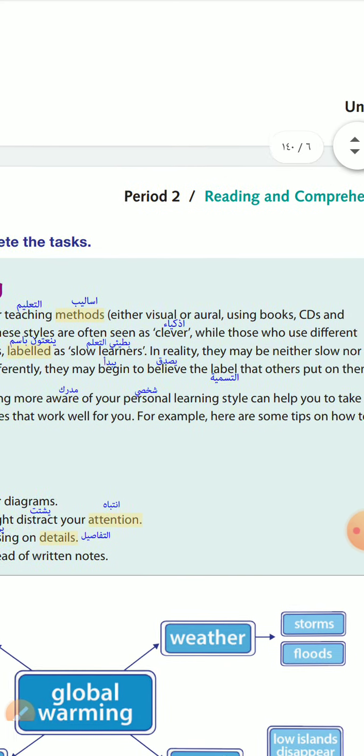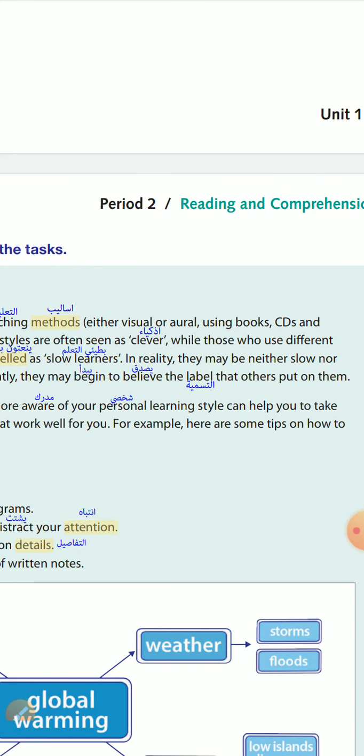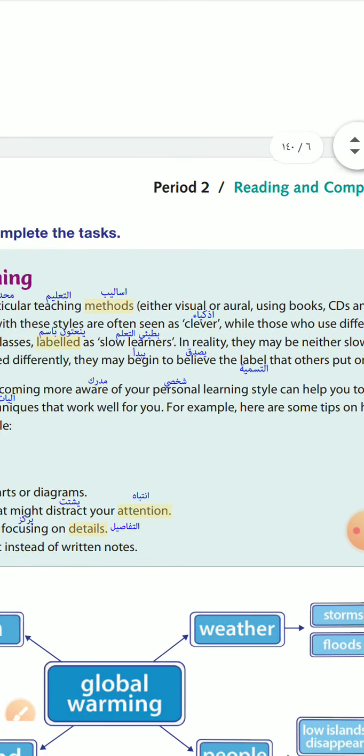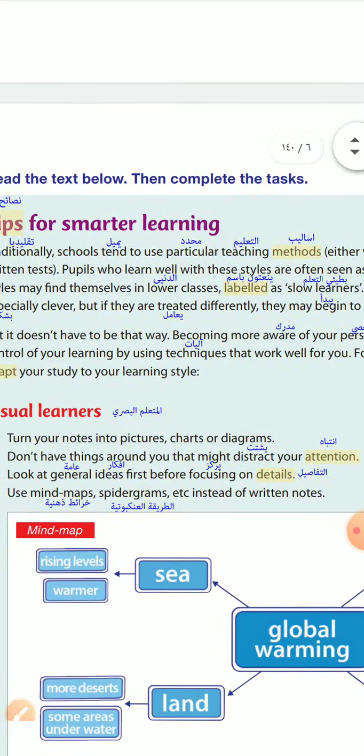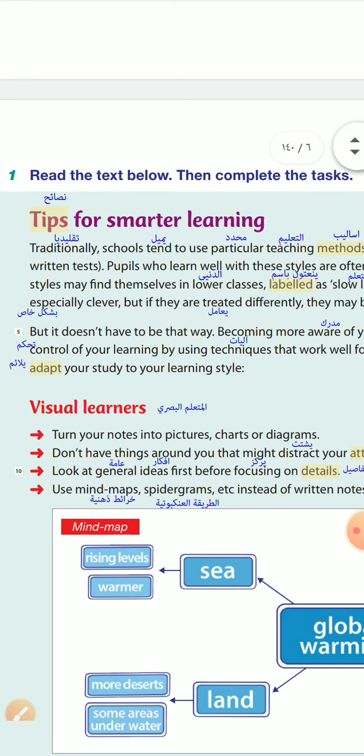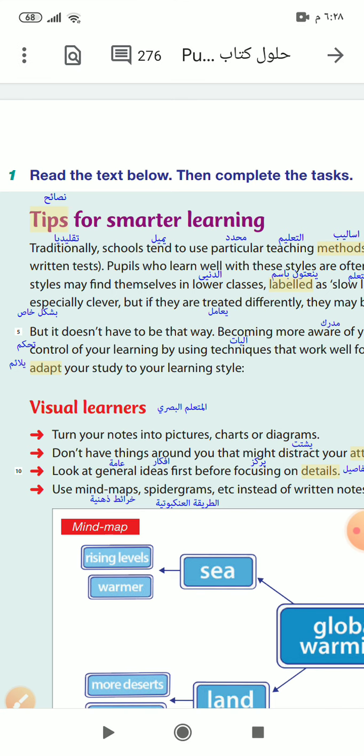For example here أعطيني مثال عليها. Here are some tips. كيف نعمل نتحكم بطريقة تعلمنا. يعني we have here some tips. What do you mean by tips? Advice on how to adapt حتى تتلائمي to your study مع اللي هو الدراسة to your learning style. What are the tips now? Let's come to this to see such tips for visual learners.